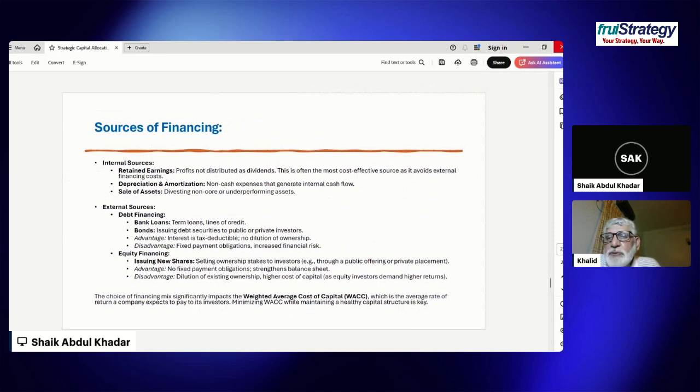What are the external sources? Number one is debt financing. That includes bank loans, which is like fixed term loans, or there are lines of credit. Then, secondly, bonds. So, issuing debt securities to public or private investors. These can be a fixed period. The advantage is that the interest is tax deductible and there is no dilution of ownership.